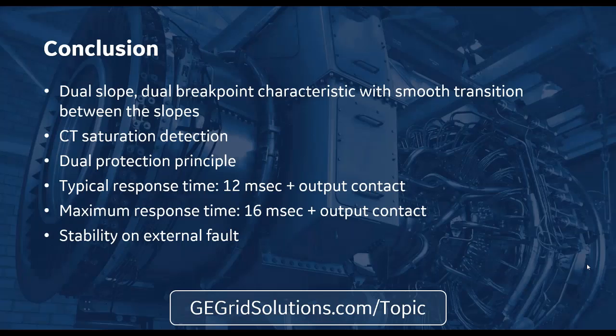So in conclusion, we talked about the dual slope breakpoint characteristic for the low impedance. We talked about CT saturation principles, the dual protection principle, meaning region 1, region 2 of the curve. We talked about typical operation time, very fast. Stability for external faults, whether you use low impedance or high impedance differential protection. And a couple of questions here I'd like to answer before we close.